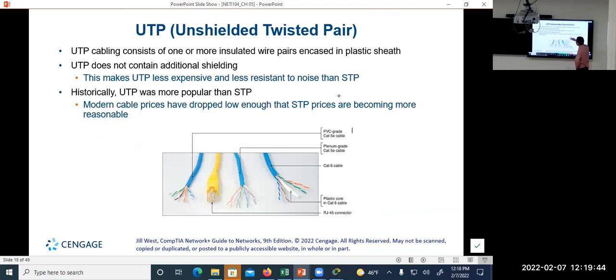Okay, now the UTP is the most common one. You have the UTP here, and it does not contain the additional shielding. It does not have anything with the shielding here. It's less expensive and less resistant to noise than STP because you don't have the foil, the shielding, to protect it from the external interference here. This one is more popular because it's cheaper and easy to install here.